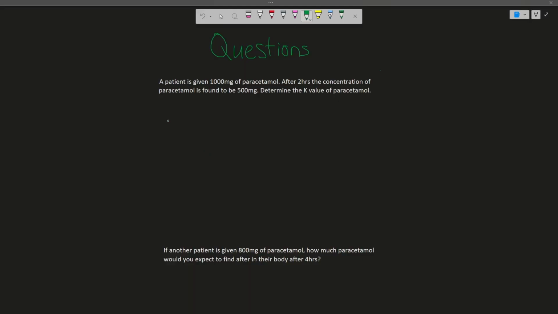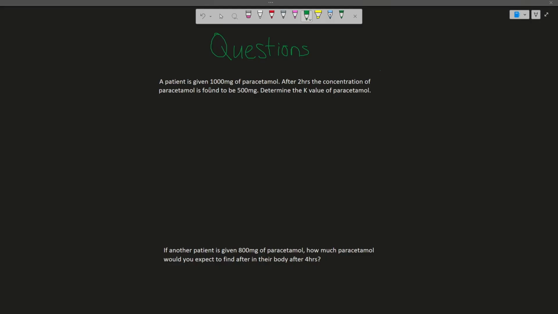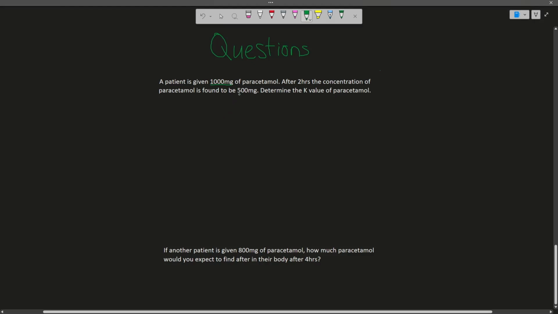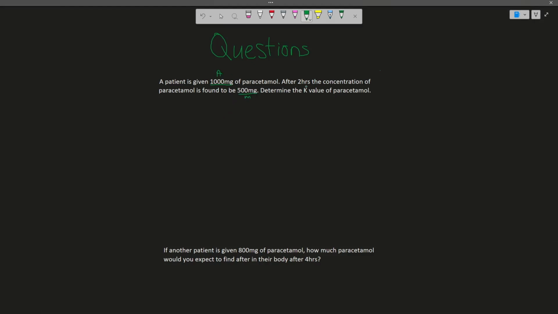Let's have a go at applying this formula. A patient is given 1000 milligrams of paracetamol. After 2 hours, the concentration of paracetamol is found to be 500 milligrams. Determine the K value of paracetamol. Pause the video here if you'd like to try it yourself. So, we know our A value, we know our M value, we know T, and we're trying to work out K.